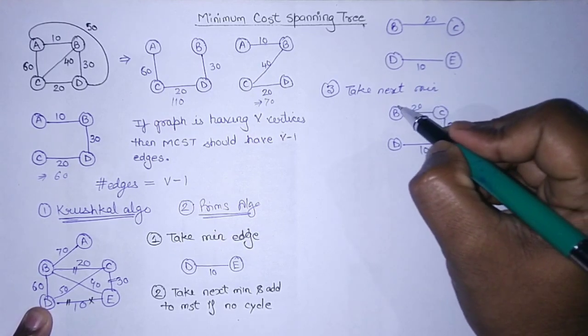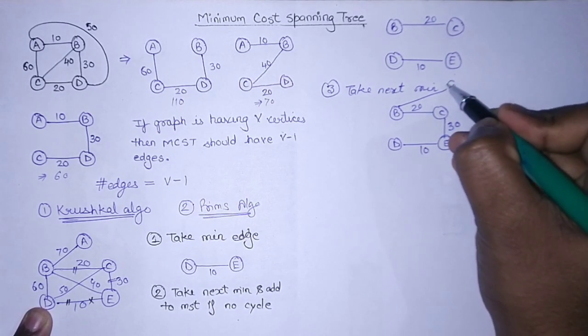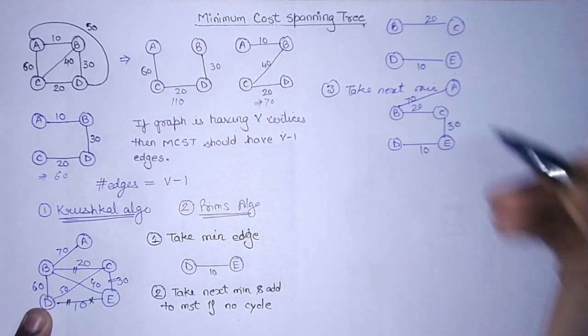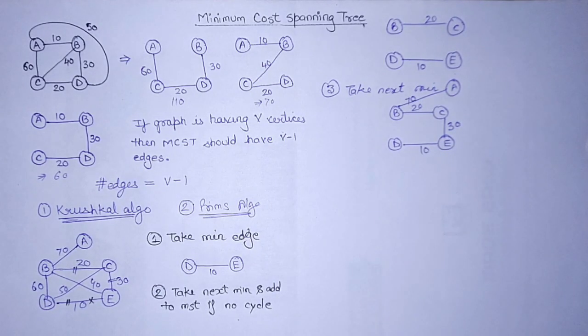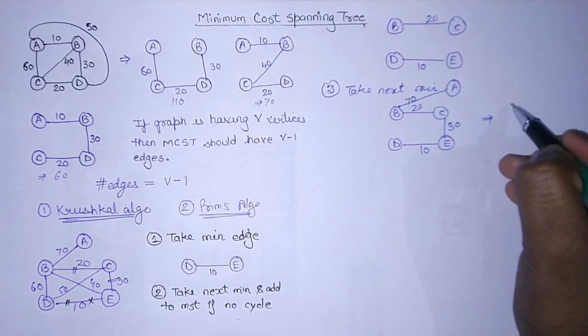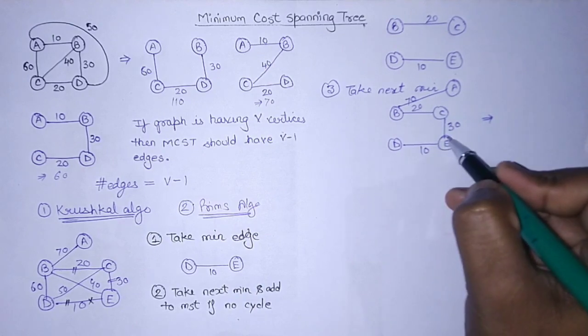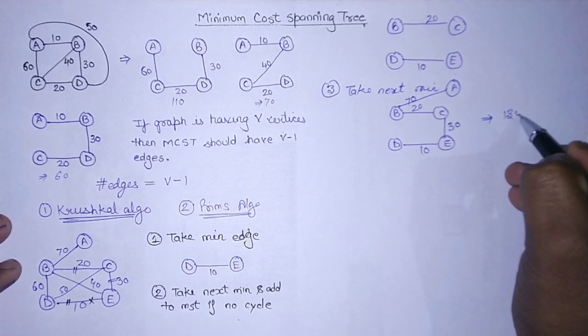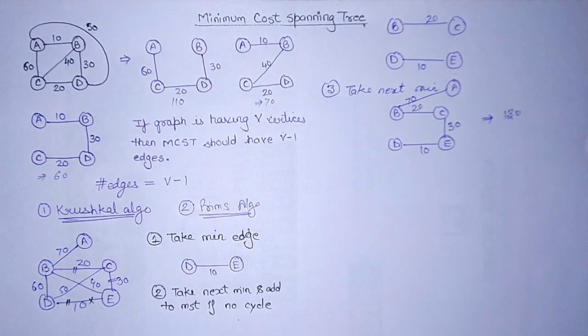Now the next value is 70. So I have to take 70 because it is not making any cycle. So I added the 70. So finally we got a minimum spanning tree. So what is the minimum cost of this spanning tree? You can find it out like 70, 20, 90, 10, 30 and 30. It is 130, right? Yeah. So that's how we can find out the minimum spanning tree in Kruskal's algorithm.